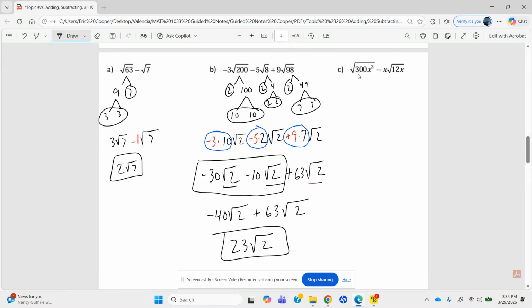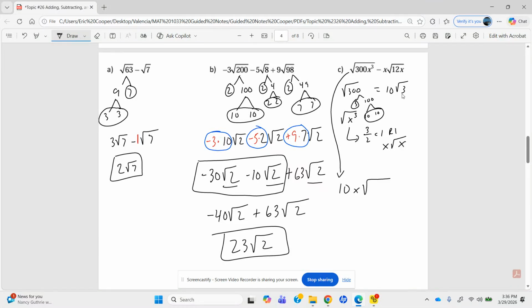Up here, we're going to take each one apart separately. With the square root of 300x cubed, we'll start with the 300, and then we'll work on the x cubed. 300 is 3 times 100, with 3 being prime, and 100 is 10 times 10. So I know that this will be 10 square root of 3. And for the x cubed, 3 divided by 2 is 1 remainder of 1. So I will have x square root of x here. So this guy can be rewritten as 10x, and on the inside of the square root, I have a 3 and an x.